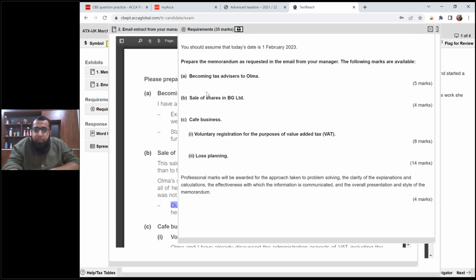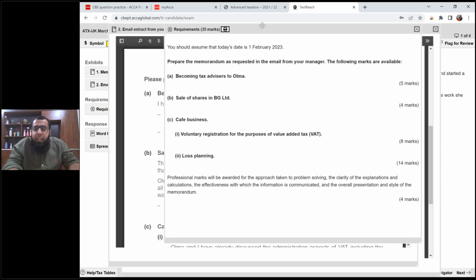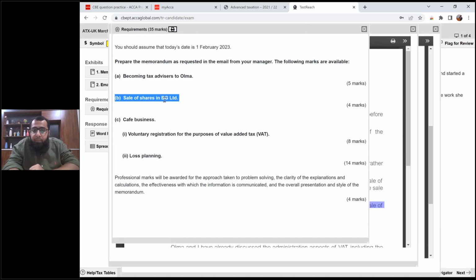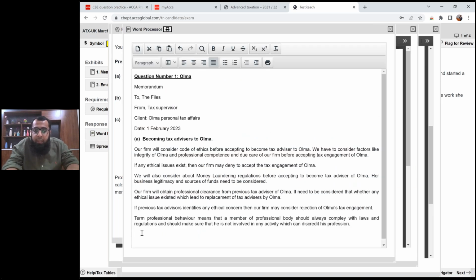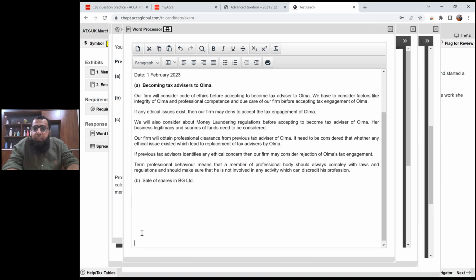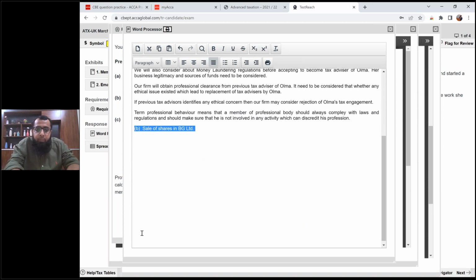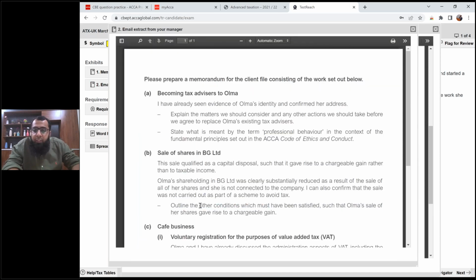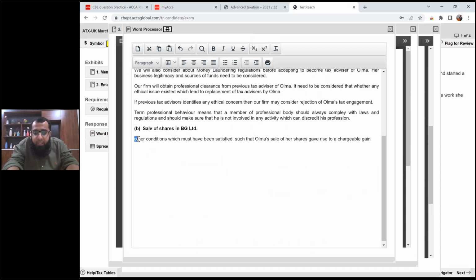Let's read the requirement. Sale of shares in BG Limited. How many marks? 4 marks. Listen to me while I draft the answer. Okay, what has he asked us? Outline the other conditions which must have been satisfied such that Alma's sale of her shares gave rise to chargeable gain. What are the other conditions? I just copied and pasted from the email.